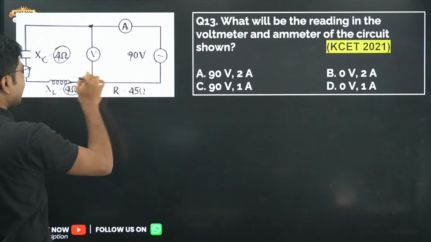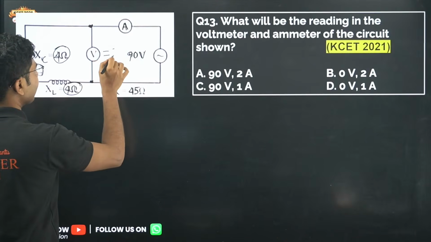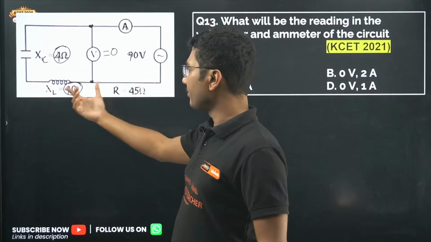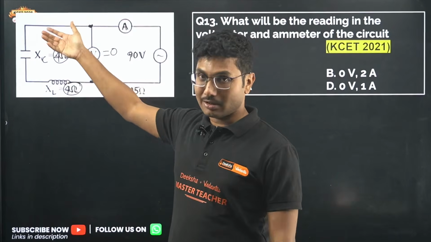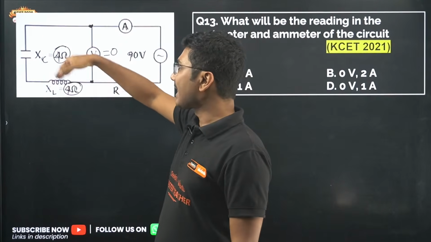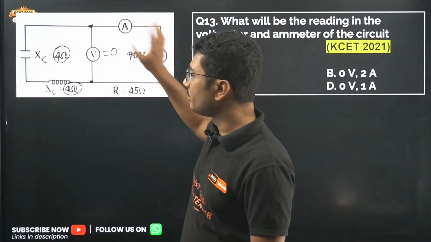So they are exactly opposite in phase. That means the total voltage drop should be equal to 0. XC and XL will negate each other, right? Whatever voltage drop is across XL, the same voltage drop will be across XC, but in the opposite phase, so they will cancel each other out. So the total voltage drop across XL and XC will be 0.